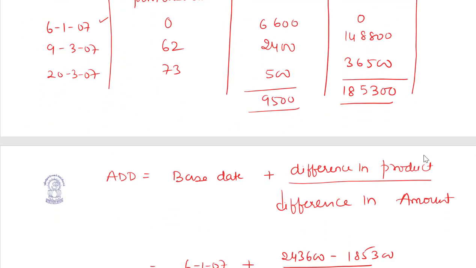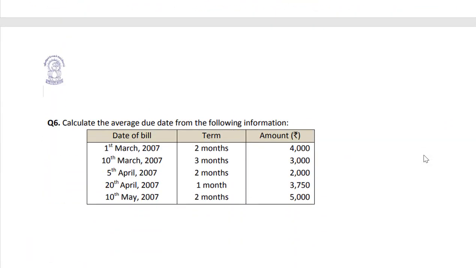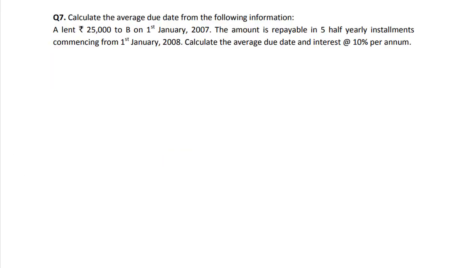I believe you understood. Let us continue to the next question. Question 6. This type of question we have done, so this is homework. Next question. Question 7. Calculate the average due date from the following information. A lent 25,000 to B on 1st January 2007. The amount is payable in 5 half-yearly installments commencing from 1st January 2008. Calculate the average due date, the interest of 10% per annum.